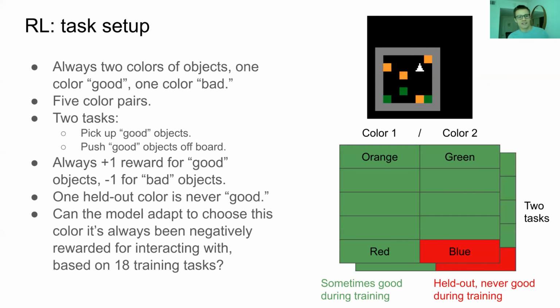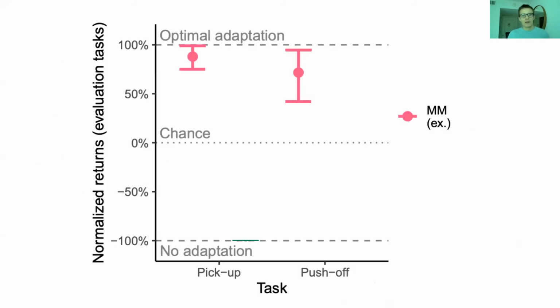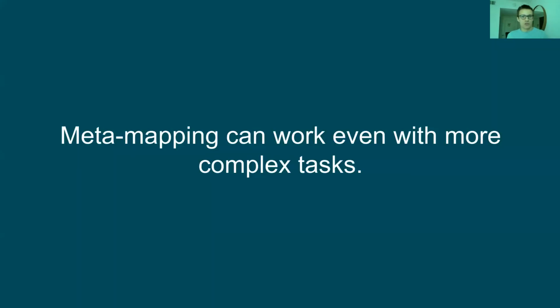And what I'm going to ask is, can the model adapt to choose to interact with this color that's always been negatively rewarded, based on training on 18 tasks where it switches between these other colors, and based on this metamapping, which captures the switching structure, basically a metamapping that switches which color is good and which color is bad in a task. And what I find is, in fact, that the models are able to do this. They're able to do this well above chance, although certainly not perfectly. So that's cool. It's nice to see that metamapping can work even in some more complex settings.